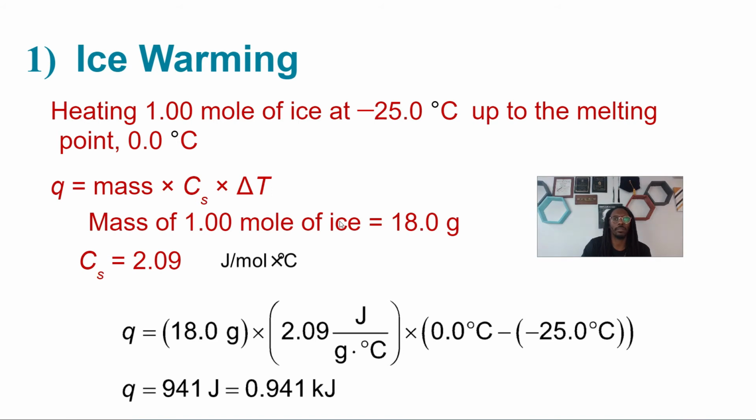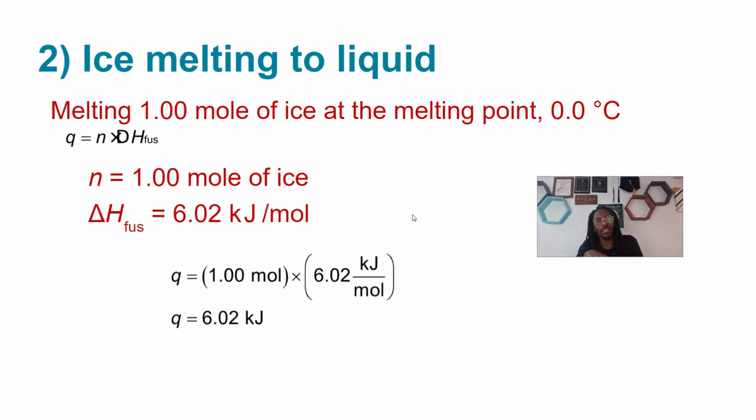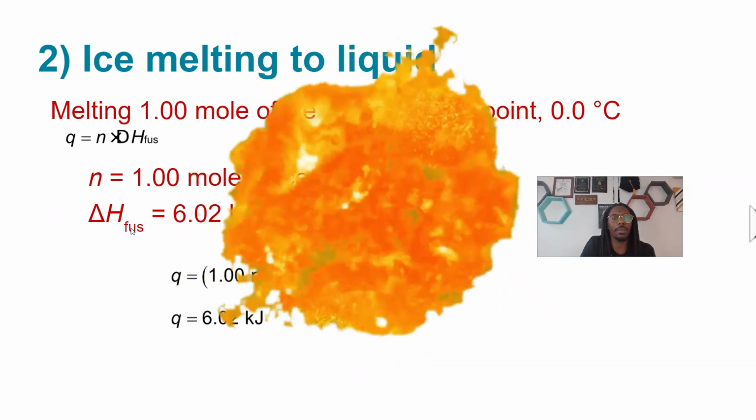Let's go to the next step. This is when the ice was actually melting to the liquid. So when the ice was melting to a liquid, we're going to use a different equation here. In this case, we're going to use our n, and then we're going to multiply that by our delta H fusion, our enthalpy of fusion.